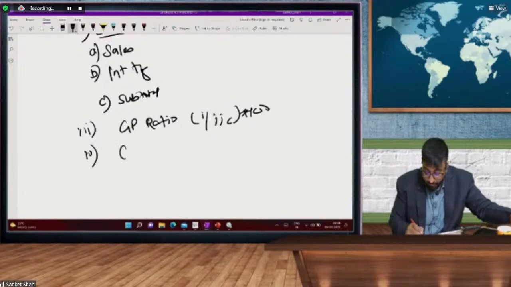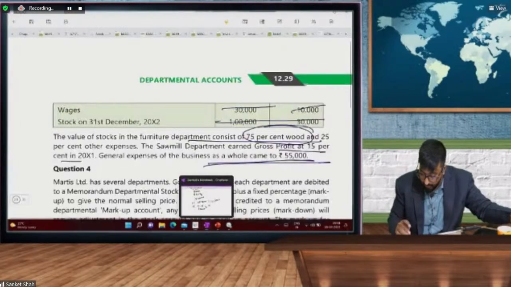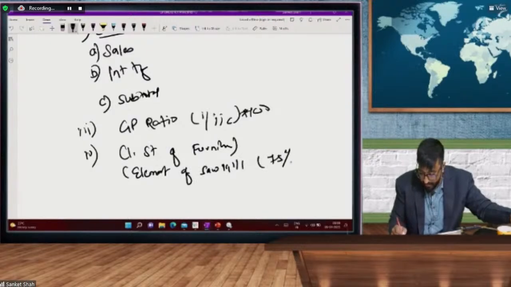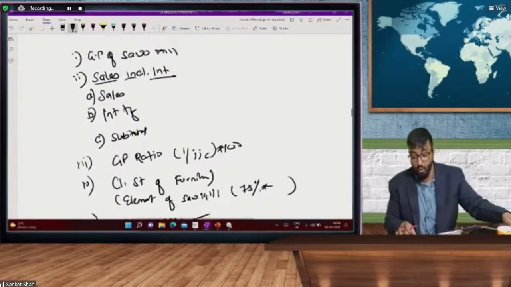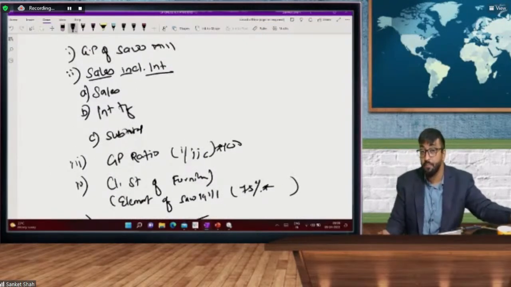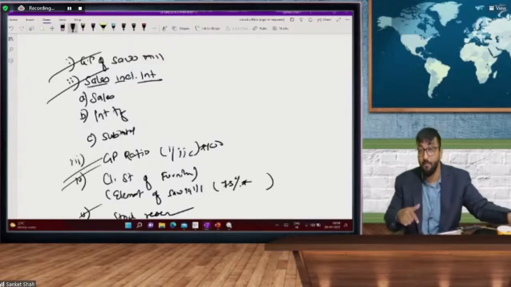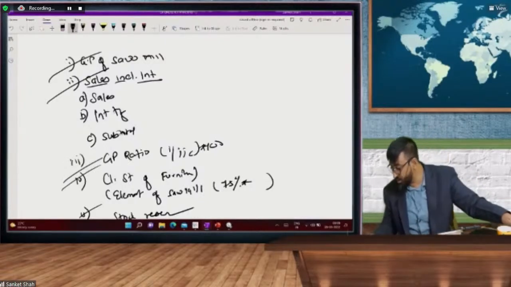Roman 4, closing stock. Element of sawmill, closing stock of furniture. What is the department name? Yes, furniture. Element of sawmill, that is 75% into closing stock value. And Roman 5, stock reserve. So everyone has to write this pro forma. If you don't write this pro forma, you are not going to recall it in exam. So please write it in the comment section, all of you, to recall it without looking into my format. Yes, write this. Chalo, chalo, chalo, fast.